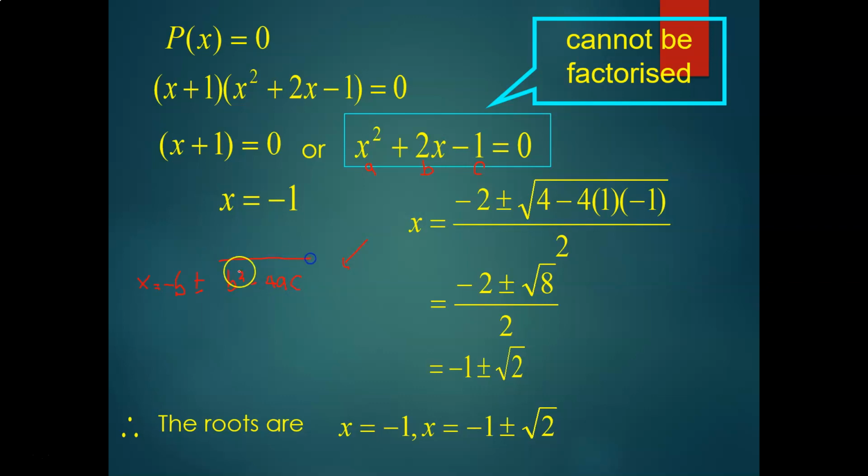Square root. Then you divide by b. Check back your chapter quadratic formula. So you get 1 is this one. The other one is this one. Okay, so you have all three: 1, 2, and 3. Negative 1 plus square root 2 or negative 1 minus square root 2. So you have 3 roots.